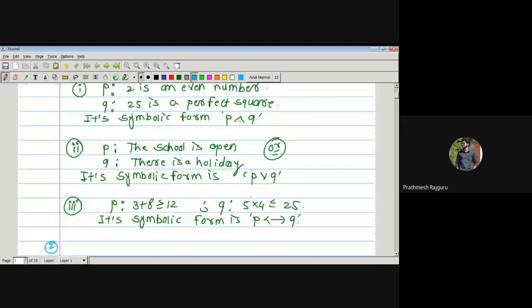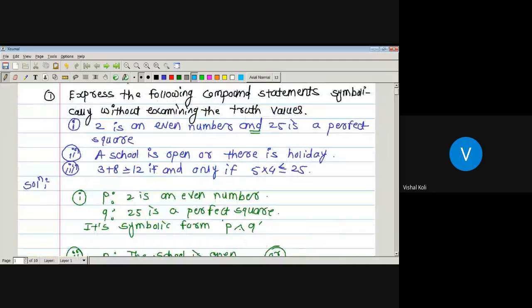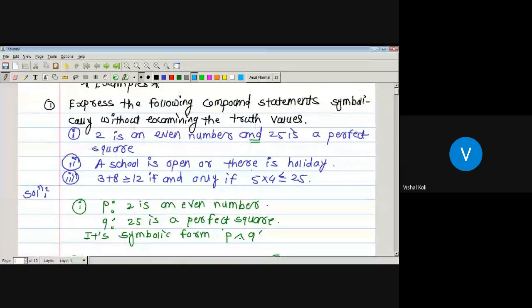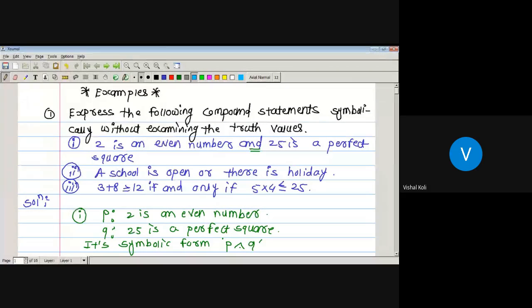Half was done, sir. Okay. So here there are three statements. First one is: 2 is an even number and 25 is a perfect square. Second statement: school is open or there is a holiday. And the third one is: 3 plus 8 is greater than or equal to 12 if and only if 5 into 4 is less than or equal to 25. So here we have three compound statements. A compound statement is a combination of two or more simple statements.